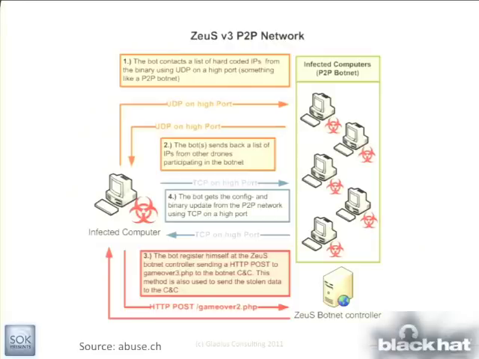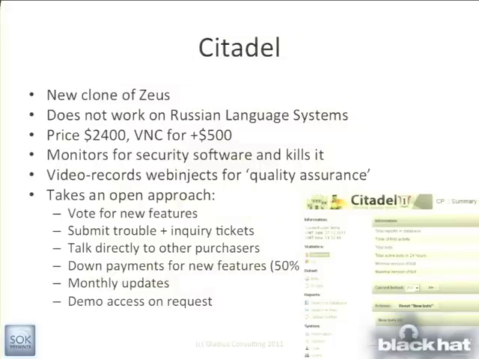Another big thing that changed is the alleged Zeus version 3. Well, I do mean alleged. But the only thing that's changed in functionality is where it hides the command and control server. So instead of directly communicating, it goes through peer-to-peer, and there's a little bit better encryption. They changed the keys a little bit, but it's pretty much the exact same thing. The last one is Citadel. That's the one that kind of made the news in the last couple of weeks. It's a new clone. It's priced at $2,400.